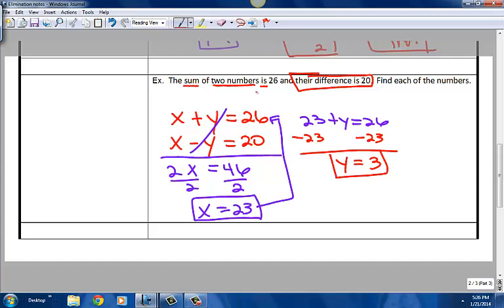sense? The sum of two numbers is 26. Well, 23 plus 3 is 26. That works. Their difference is 20. So 23 minus 3 really is 20. That means I've found my two numbers, so I'm good to go.